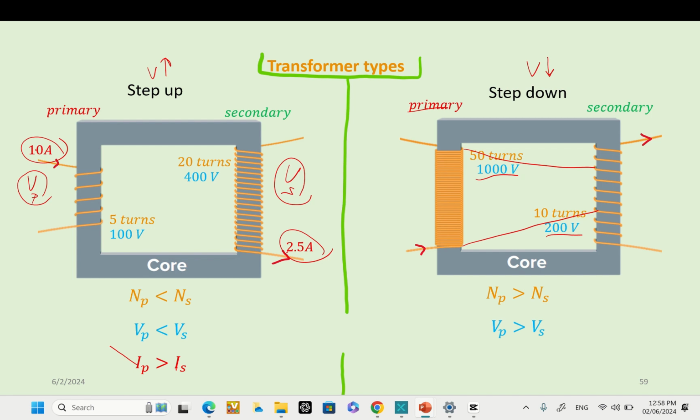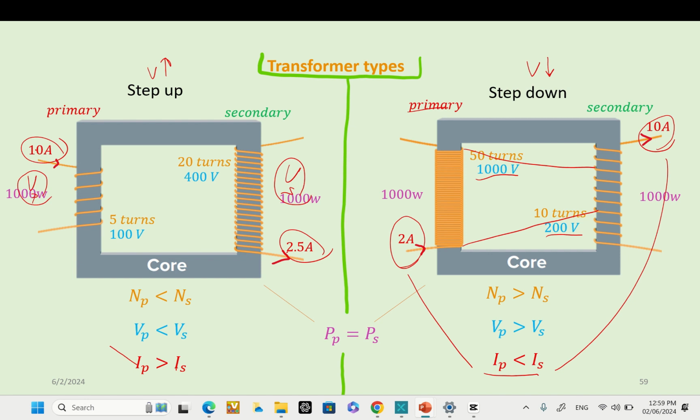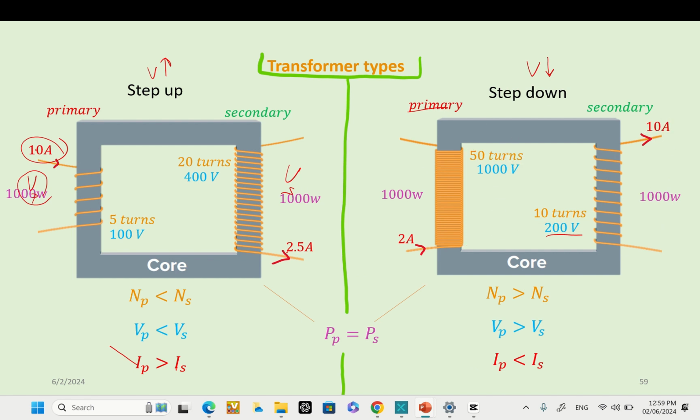As a result, the opposite will happen to the current. That means that the current on the secondary coil would be bigger than the current on the primary coil. So Ip is less than Is. In both types of transformers, the power is constant. That means that the power on the primary coil is equal to the power on the secondary coil.